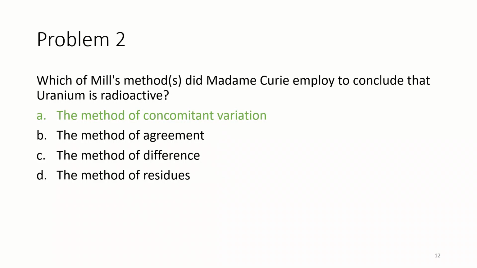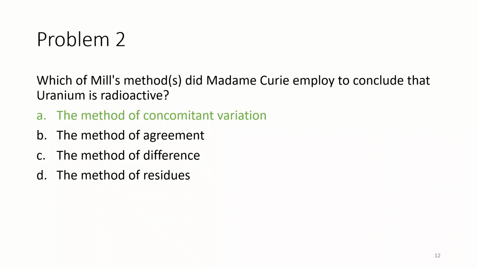Similarly, she also checked whether, without uranium, radioactivity is possible or not. So what method is that? Concomitant? Or agreement? Not agreement, right?